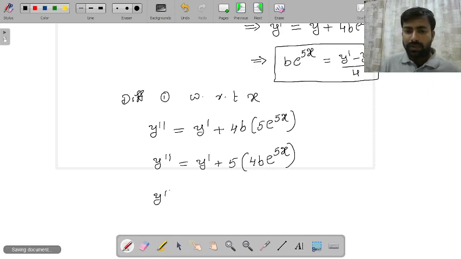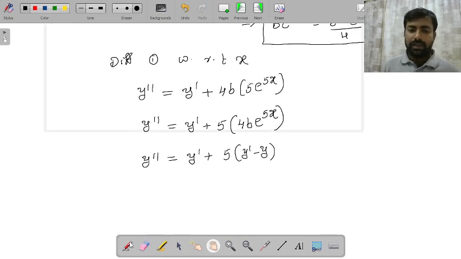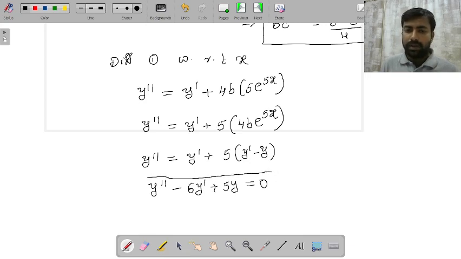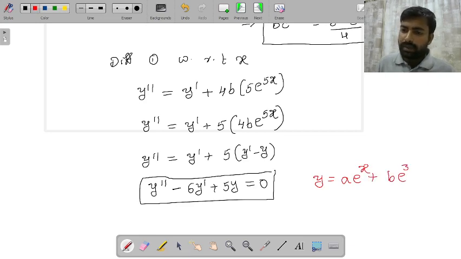So now if you substitute it, you will get y second derivative equal to y prime plus, this is 5 into, this is precisely y prime minus 5. Alright. Now you bring this expression to one side and you rewrite it. So this is y second derivative minus 6y prime plus 5y equal to 0. Therefore, this is the differential equation which is satisfied by the family, that is y equal to a into e power x plus b into e power 3x.